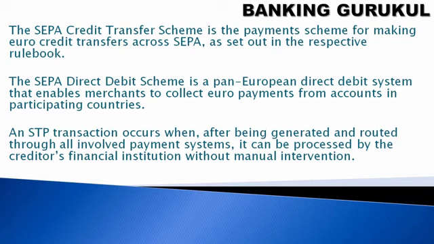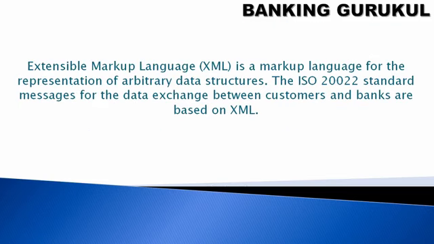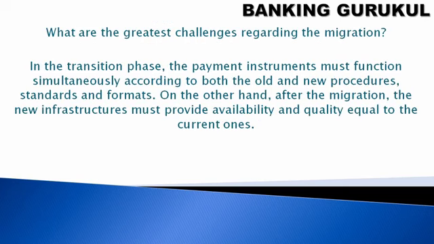An STP transaction occurs when, after being generated and routed through all involved payment systems, it can be processed by the creditor financial institution without manual intervention. XML is a markup language for the representation of arbitrary data structures. The ISO 20022 standard messages for data exchange between customers and banks are based on XML.